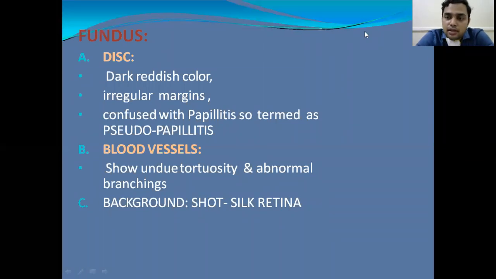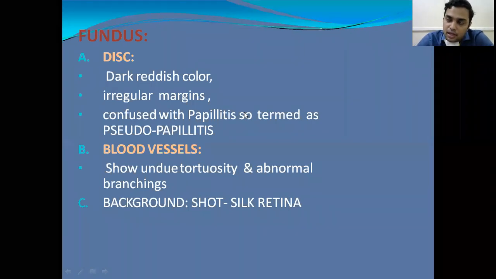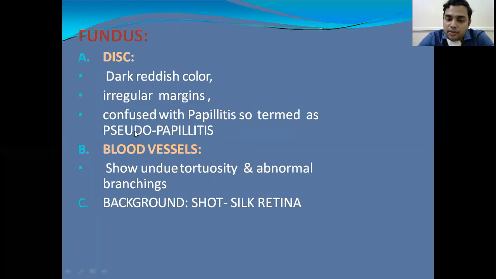Coming to the fundus changes, that is, what are the changes we see in the retina. In the optic disc, what are the optic disc changes? We see a dark reddish colored small disc with irregular margins. As the margins are irregular, we may confuse it with disc edema, so we may confuse it with papillitis.